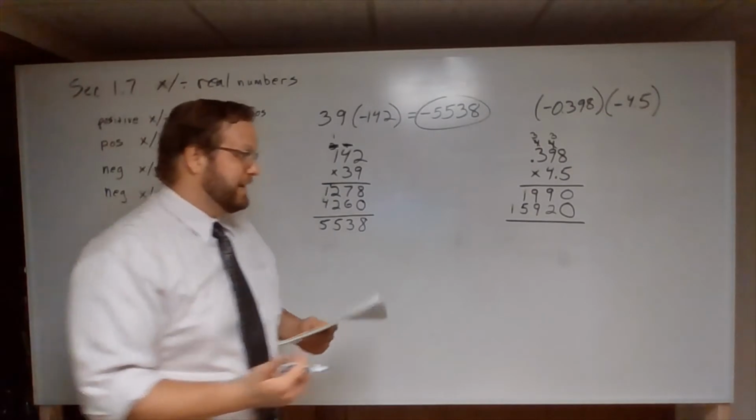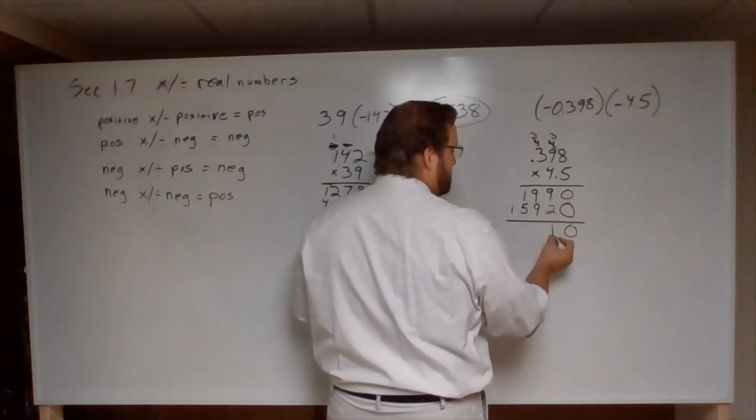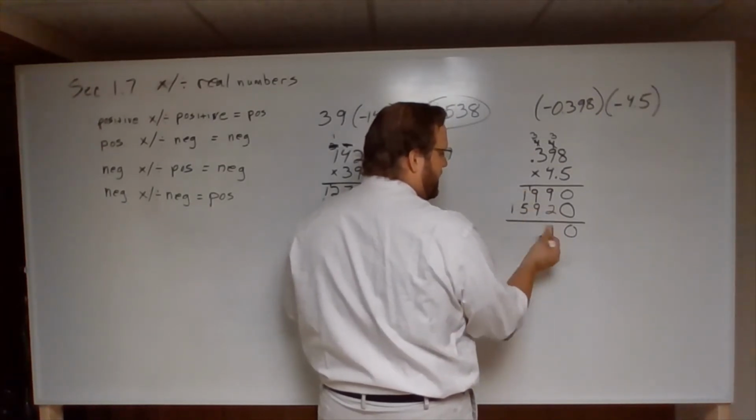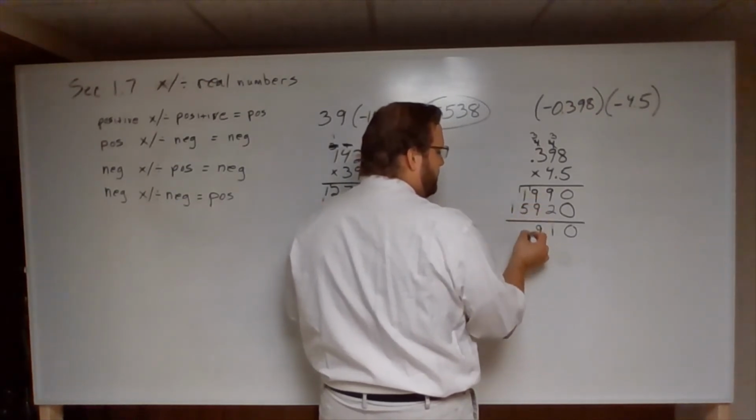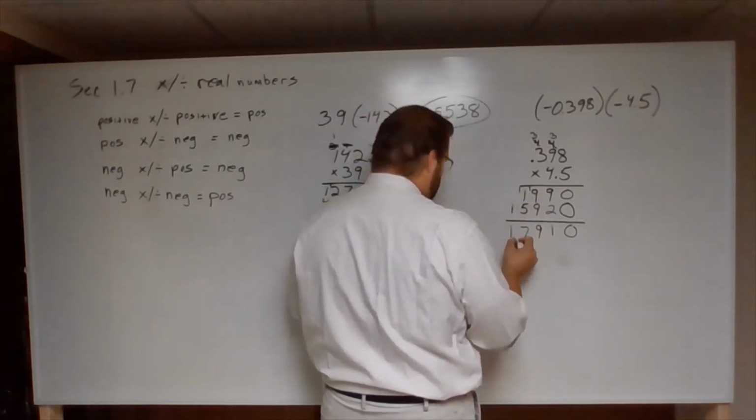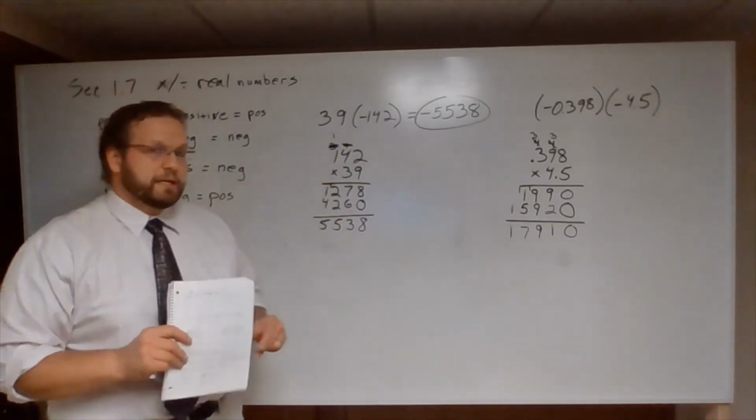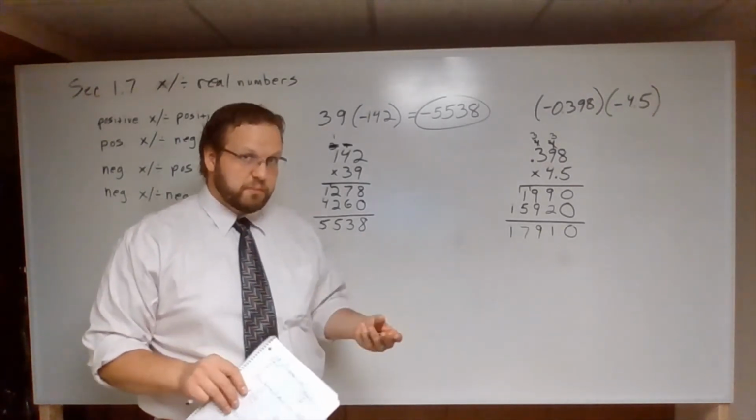And now I add down those columns. So I've got a 0, 9 plus 2 is 11, carry the 1. 10 plus 9 is 19, carry the 1. 2 plus 5 is 7, and then I got the 1 right there. Okay. Now, it's at this point that we take into account that decimal place that we ignored at the beginning.